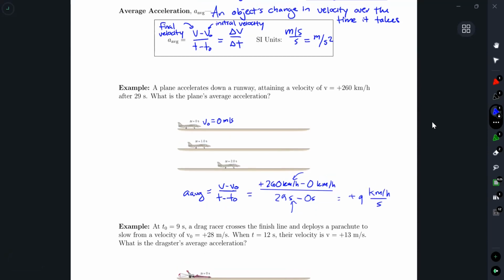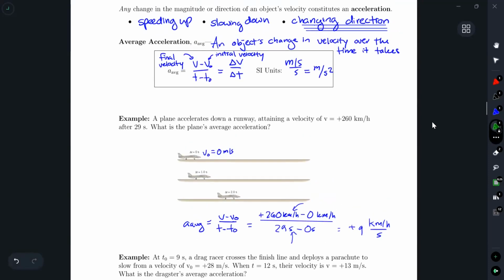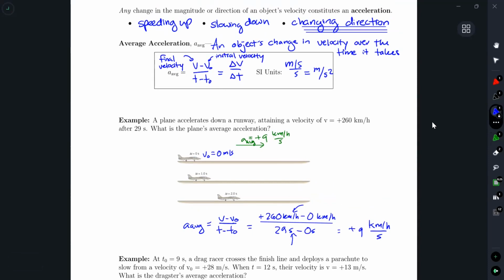If we had converted that 29 seconds to hours or converted the kilometers per hour to kilometers per second, we would have more consistent units. For instance, kilometers per hour squared or kilometers per second squared. But we can use mixed units if we want, if we understand what they mean. So acceleration is positive 9 kilometers per hour per second. And it is an average, so I should add average there. Okay, this is saying that on average, my velocity is changing by 9 kilometers per hour each second.